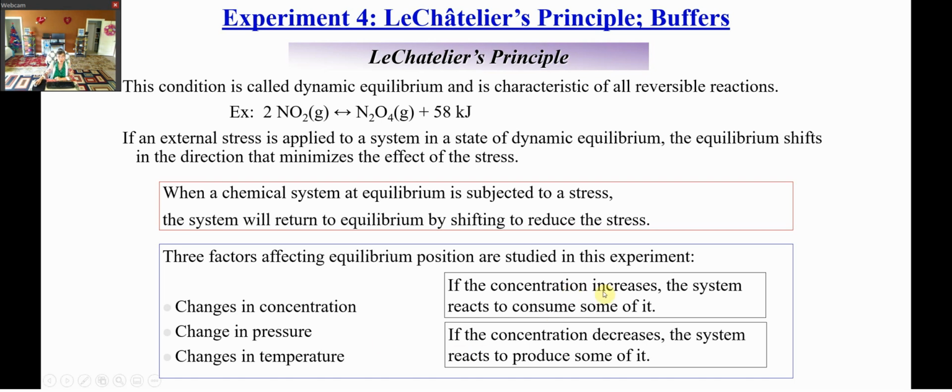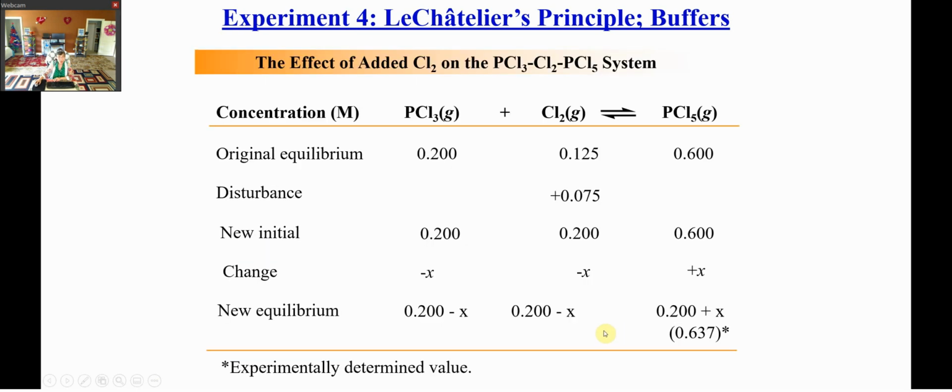If the concentration increases, your system is going to consume more of that increase. If the concentration of reactant increases, your reaction will shift in the forward direction. Otherwise, if product concentration increases, the reaction will shift in the reverse direction. So that's what you are going to observe.